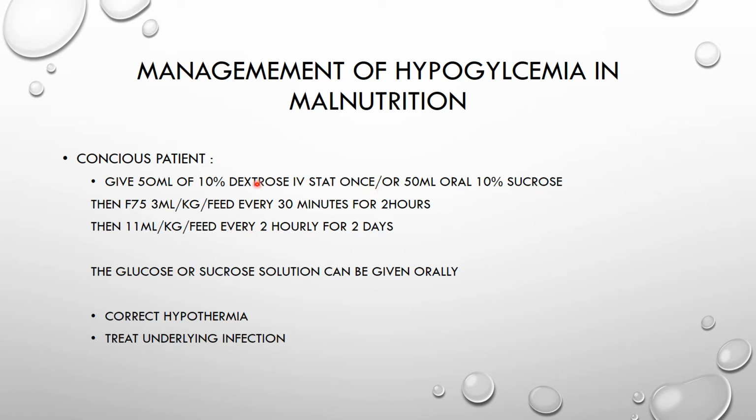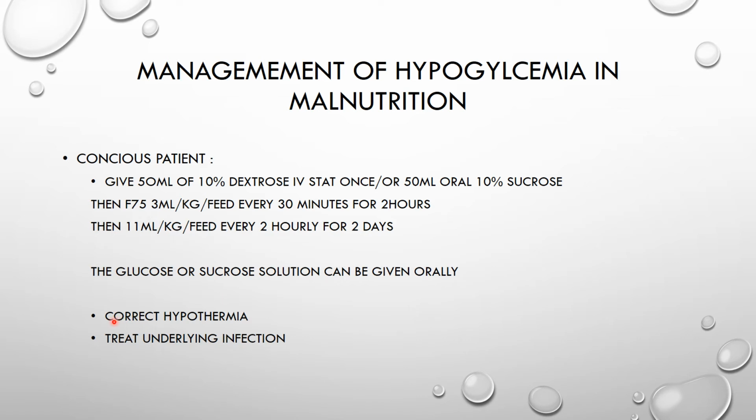Then just after that, we start giving F75 at 3 ml per kg per feed every 30 minutes for 2 hours. Then we switch to 11 ml per kg per feed every 2 hours for 2 days. Okay, so like we said, the glucose or sucrose solution can be given orally.